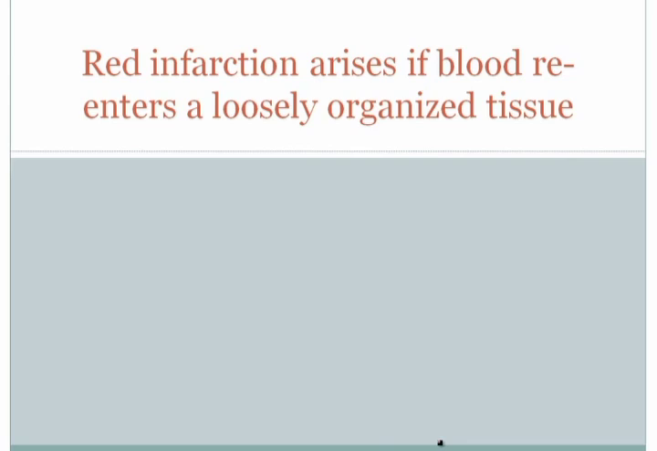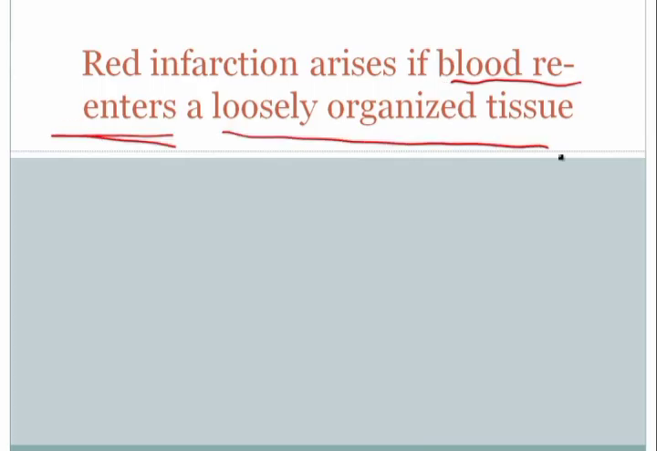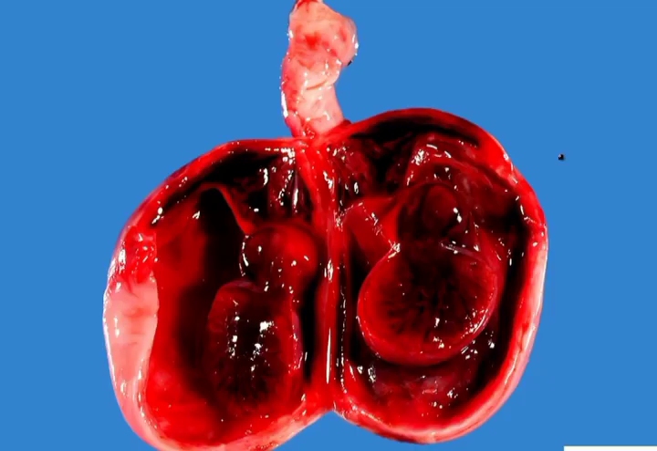Another important principle, or a derivative principle, is that we could get red infarction within a tissue. And red infarction requires two things in order for it to be seen. First, blood must re-enter the tissue. And second, the tissue must be loosely organized so that it can hold the blood, giving it a red color. So these two things are required. Blood must re-enter the tissue, and the tissue must be loosely organized. A classic example is shown here in your text, and this is figure 1.6.